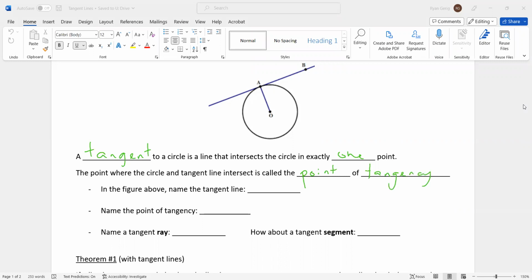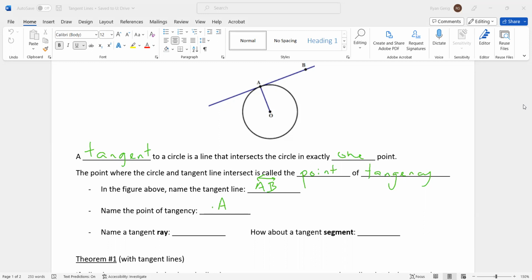So I got a picture there. Let's just transfer these vocab words to the picture. In the figure above, name the tangent line. So the tangent line would be the line AB. All right. Name the point of tangency. Well, the point where the line touches the circle is point A.